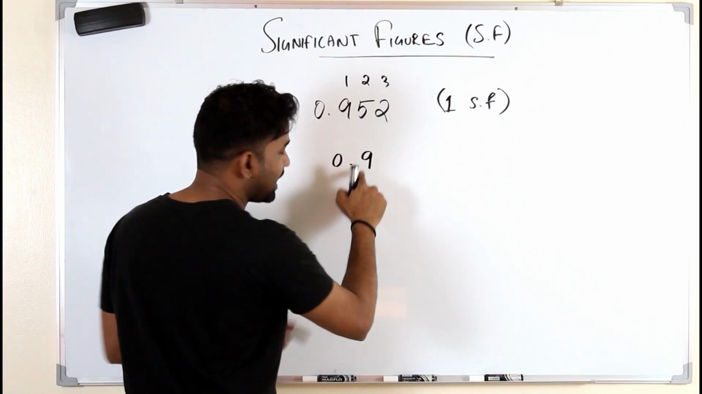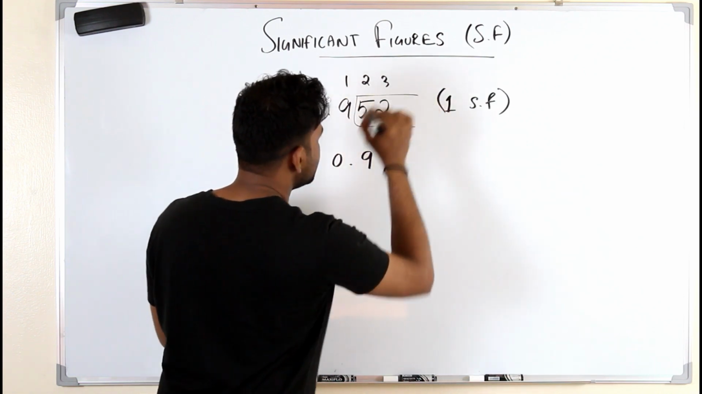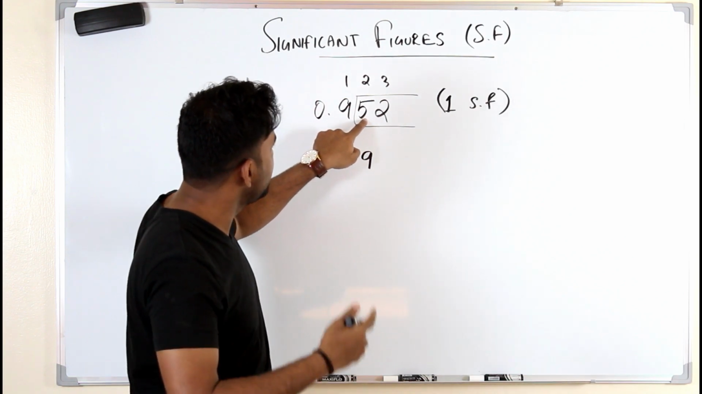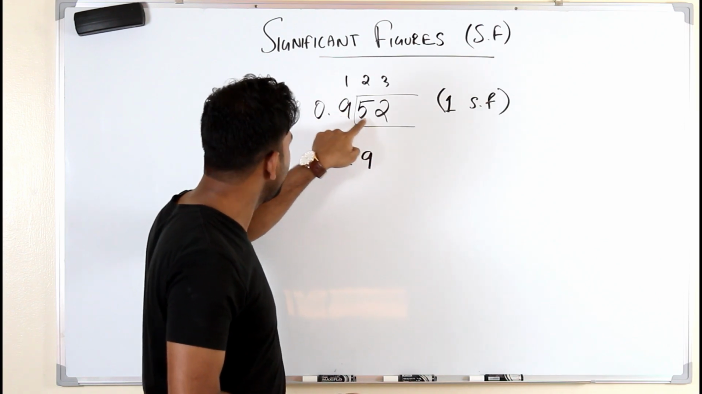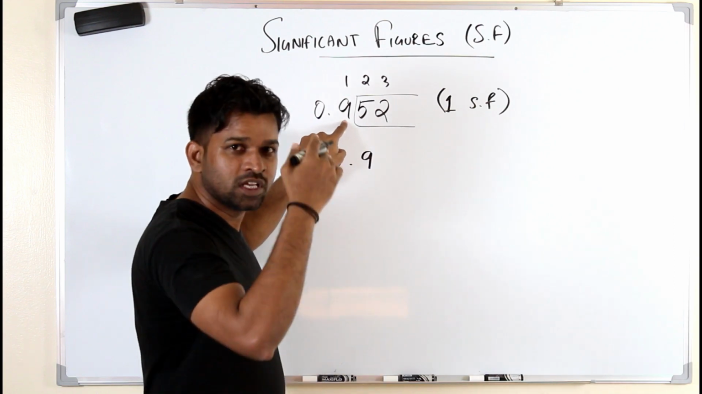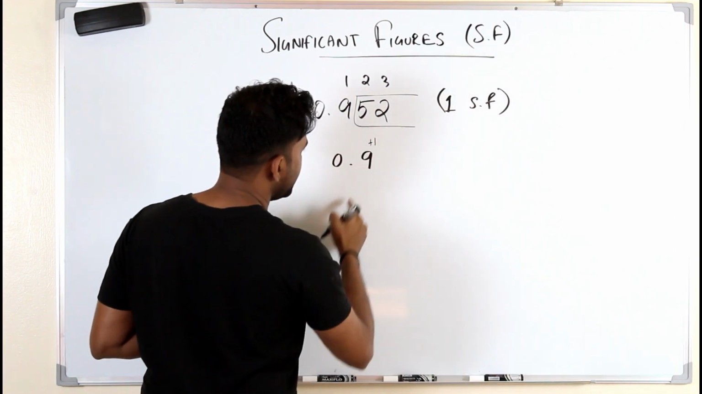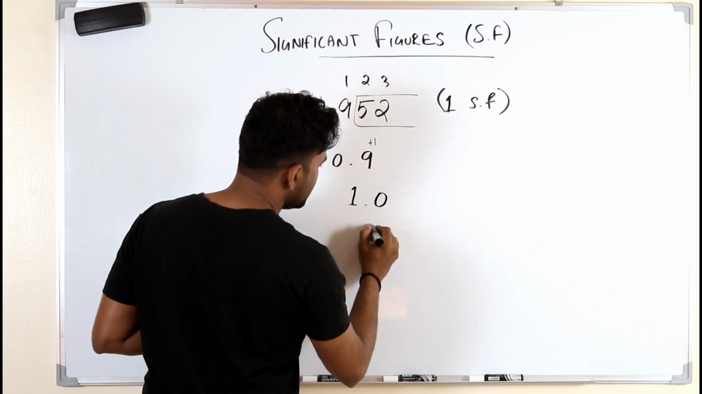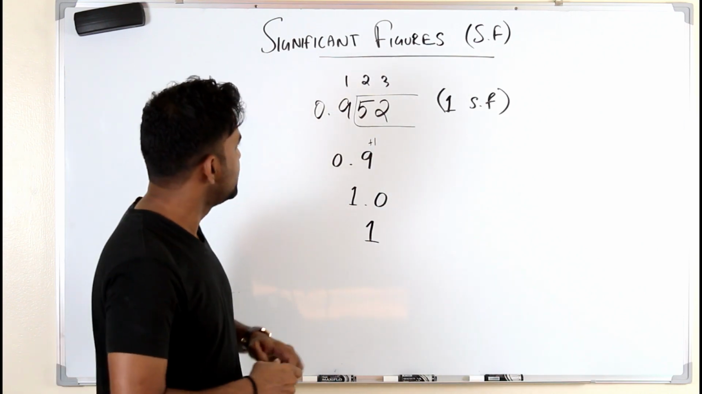0.9, because 9 is the first significant figure. You need to omit the rest of the numbers. Since it is 5, or if it is more than 5, you need to add 1 here. So when you add 1 here, your 0.9 becomes 10 or 1. So when you add 1 here, this becomes 1.0 or 1. Do you understand this?